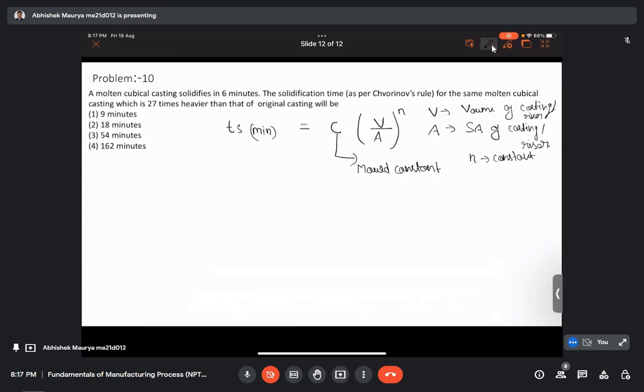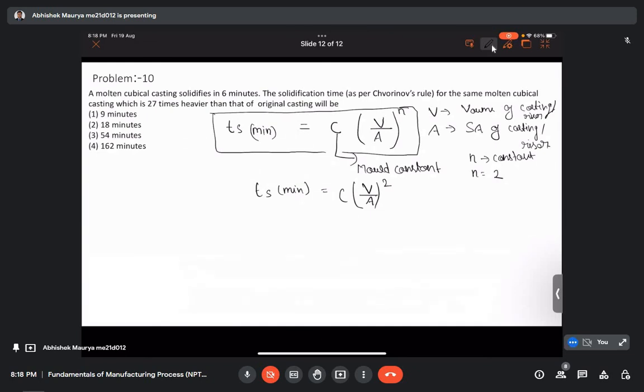So physical and thermal properties of the mold and the molten material. If we want to calculate how much time will be needed to solidify some casting, then we have to use this formula. Most of the time n will equal 2. So the final formula becomes solidification time in minutes is equal to C into (V by A) whole square.